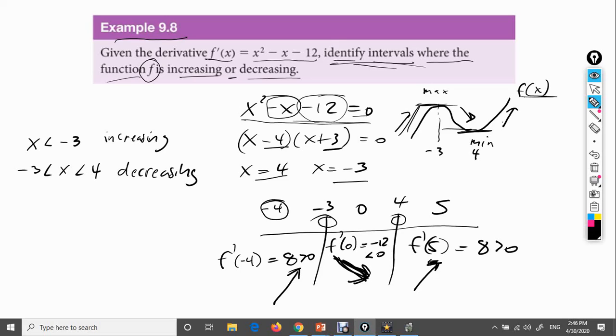And finally, when x is greater than 4, the function is increasing. And those would be the intervals, right? Notice that we don't say equal to, because at those specific points, it's not increasing or decreasing. Those are stationary points where the slope is 0.